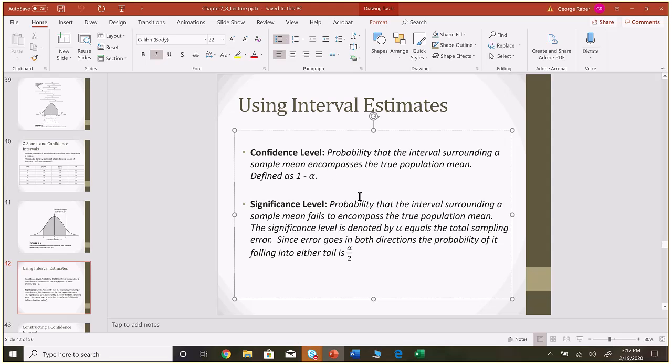All right. Now the significance level is alpha divided by 2, the probability that the interval surrounding the sample mean fails to encompass the true population mean. Significance is denoted by alpha equals the total sampling error. Okay.